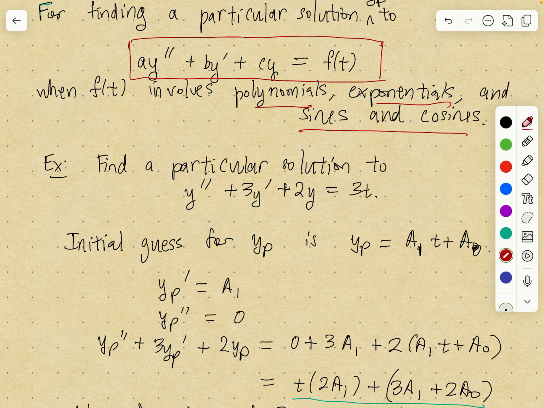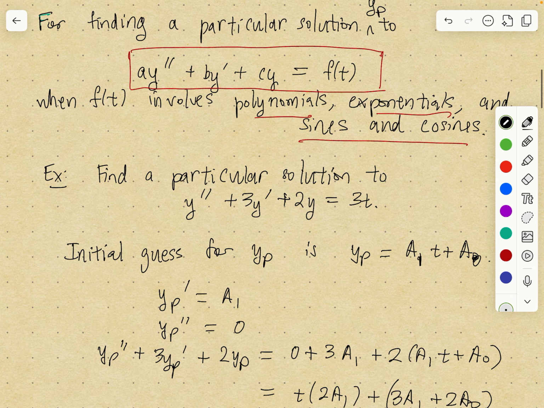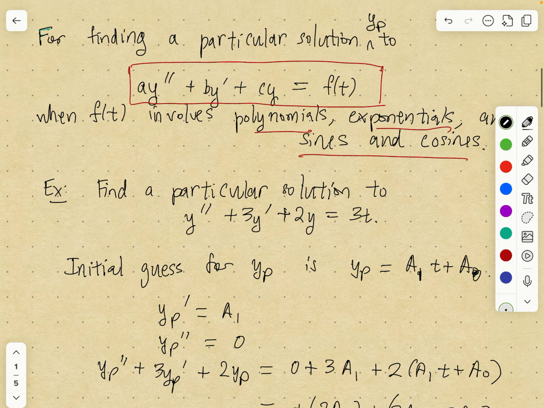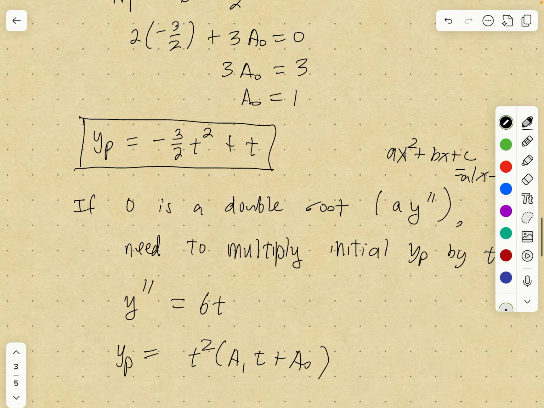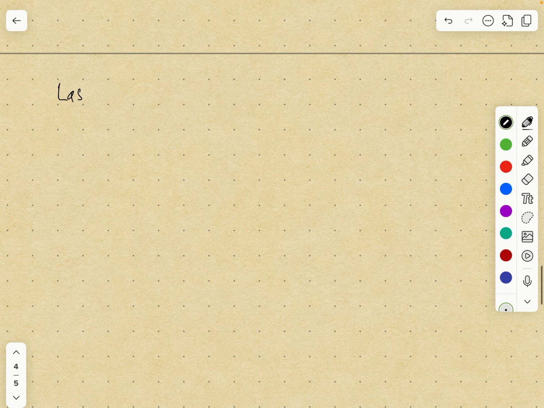But if 0 is a root, so that's if you have your c equal to 0, then you have to multiply by t if b is not equal to 0. If b and c are both equal to 0, then you have to multiply by t squared. So that's how you handle a general polynomial on the right for your f of t. Now let's talk about what to do when you have exponentials. So in other words, e to the rt.